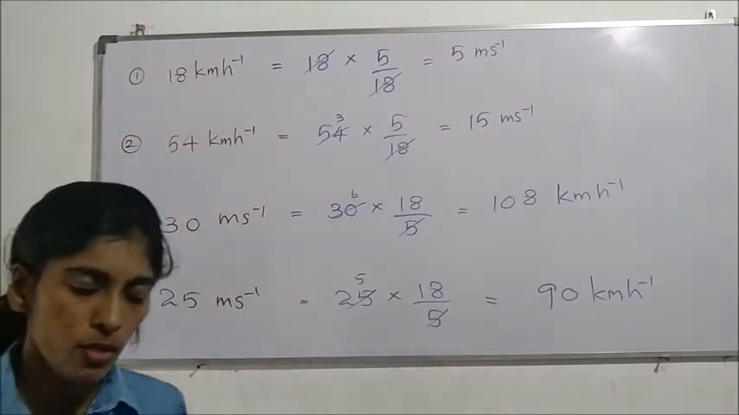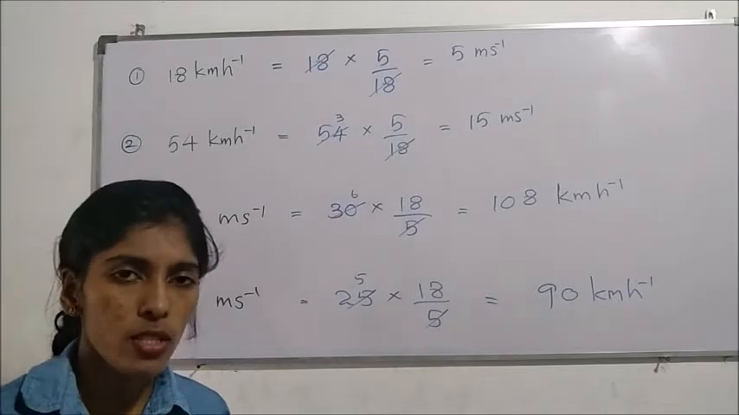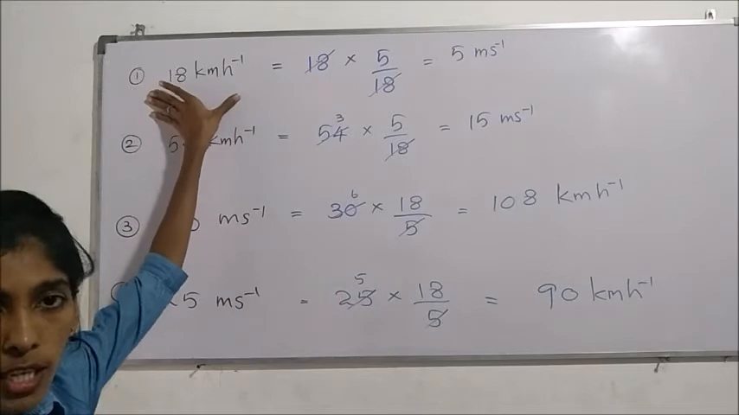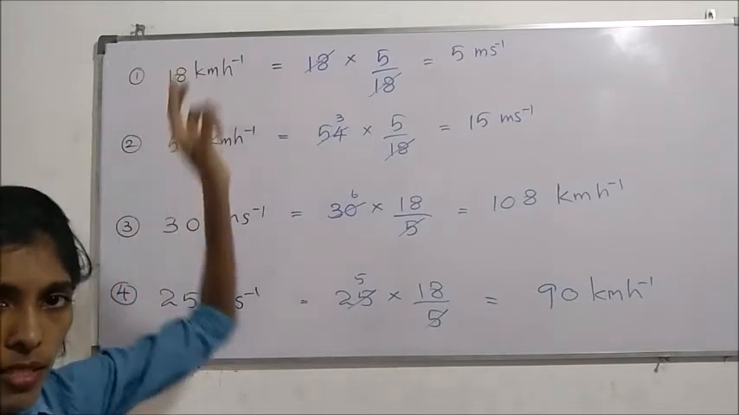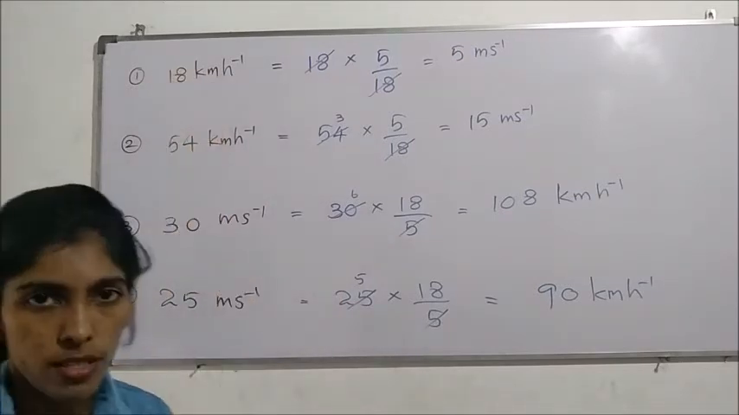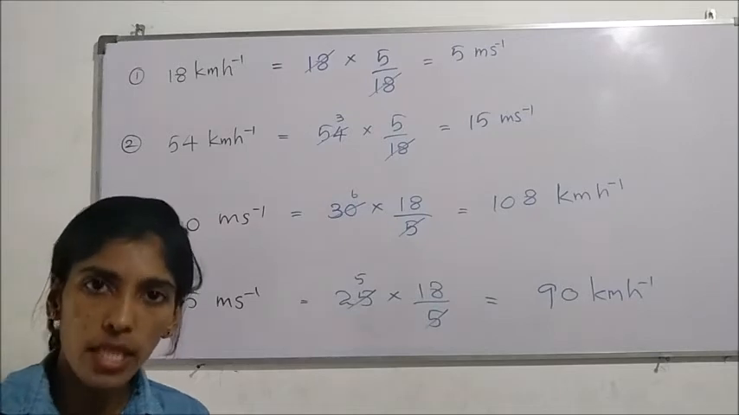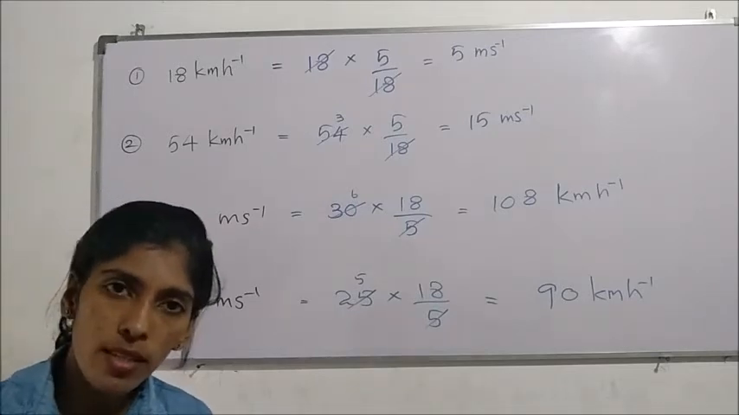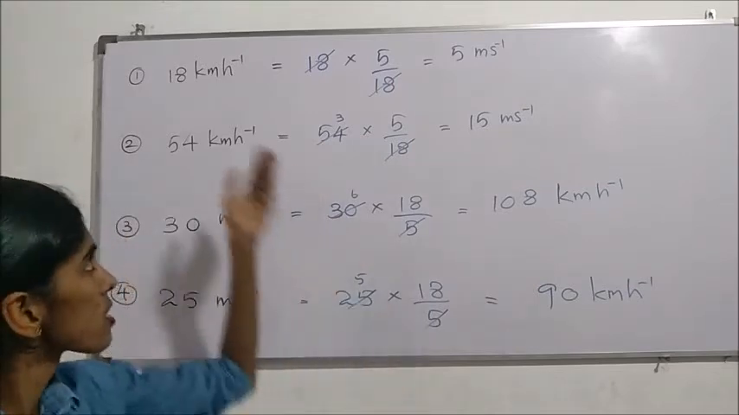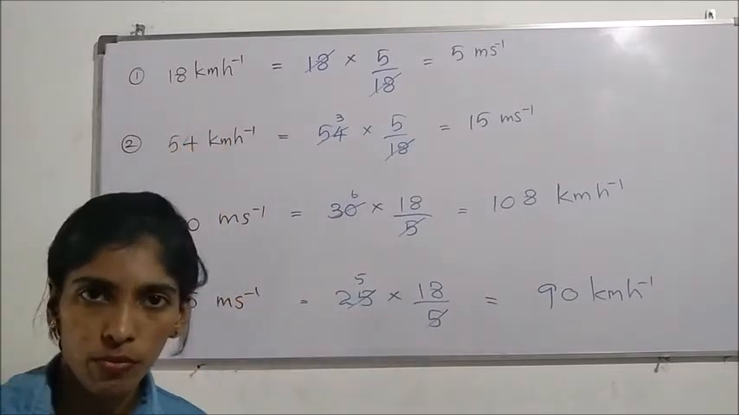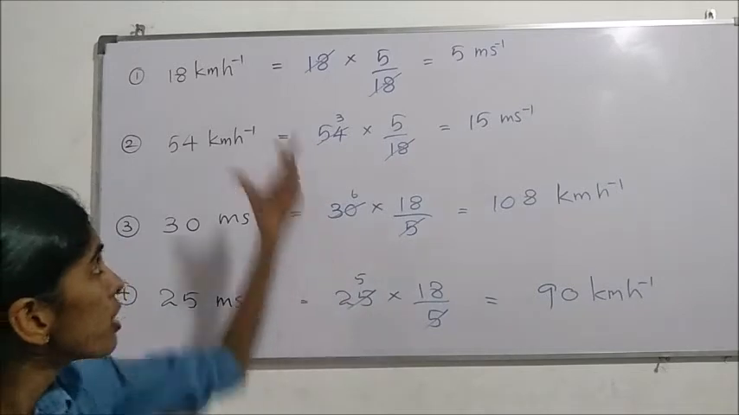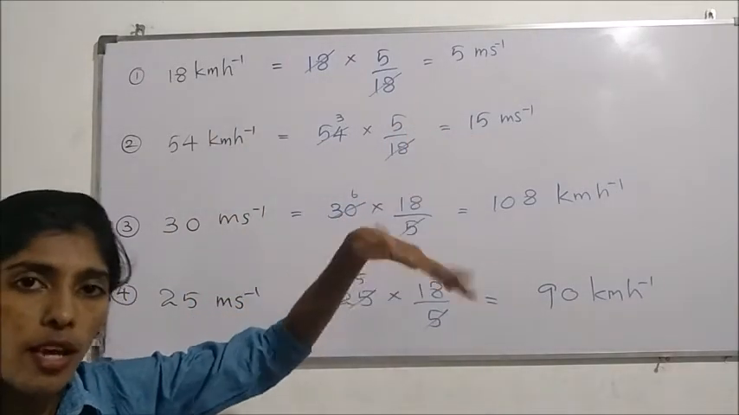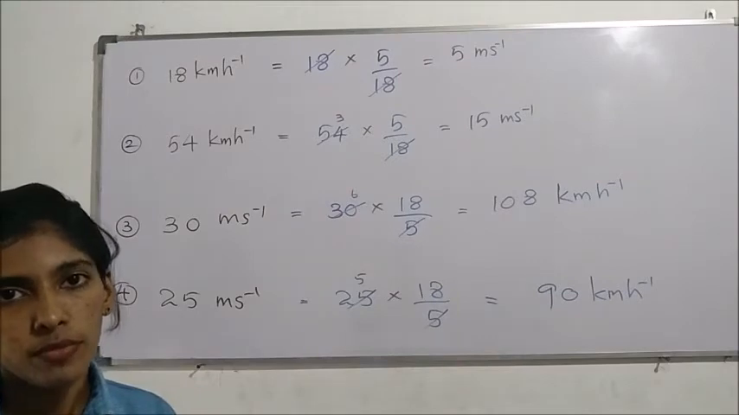Sometimes in the questions, you may be given the speed in kilometers per hour, but the distance is given in meters and you need to find the time in seconds. So at that time you better convert the speed into the relevant unit according to the question. Thereafter go to the formula.